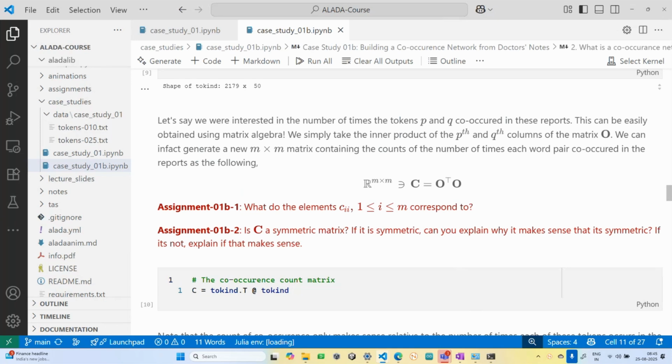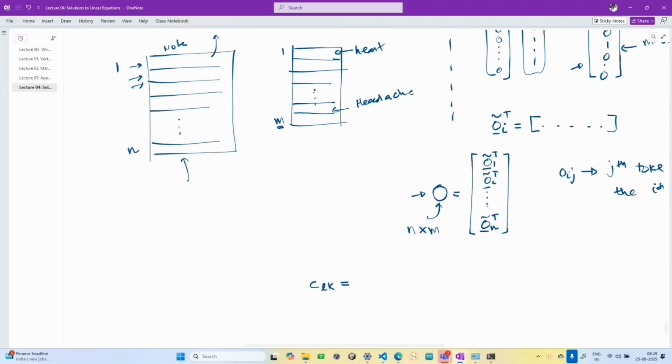You take the O matrix and multiply O transpose O. What will be the shape of the resulting matrix? O was n cross m. If you do O transpose O, which I'm calling the co-occurrence matrix, what will be the shape of this? M cross m. And does it make sense that it's m cross m? What is m here? Well, the number of tokens, right? So it makes sense. And the ijth element will simply tell me how many times token i and token j co-occur.